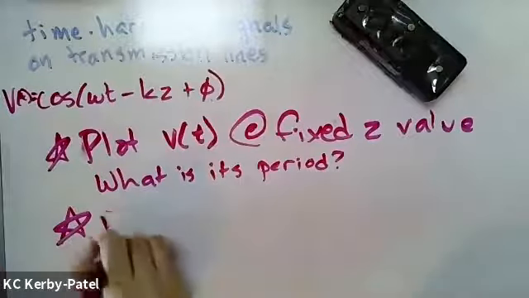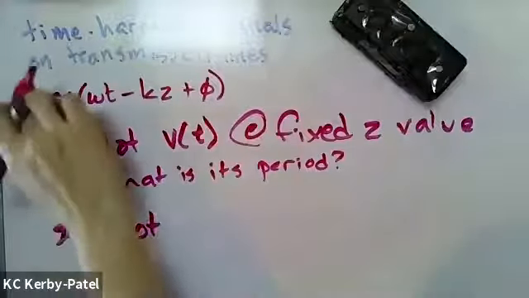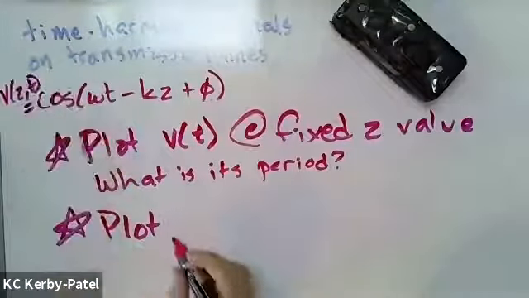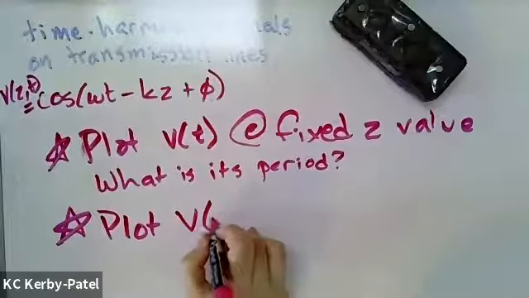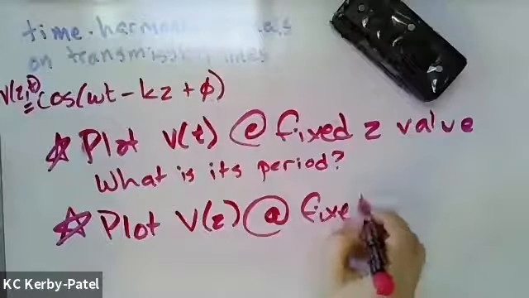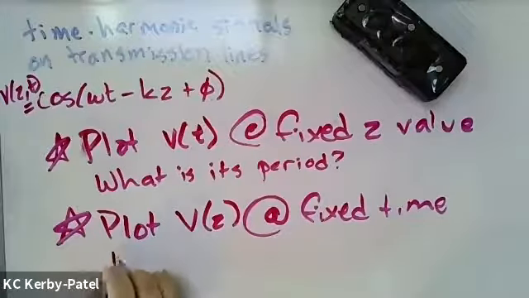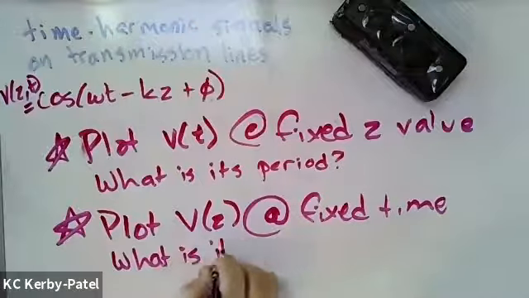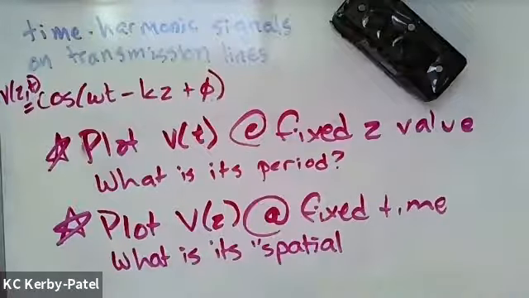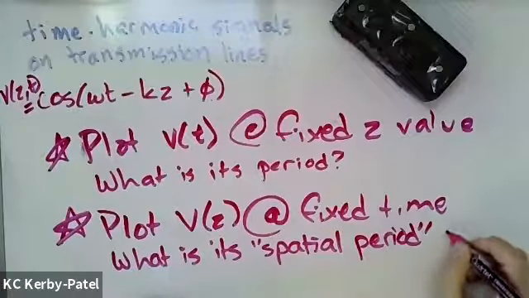Part two is plot the same voltage, and really this should be written as V of z, t because it's a function of both things. Plot the voltage as a function of position at a fixed time. And then I want you to figure out what is its spatial period, which is otherwise known as the wavelength.